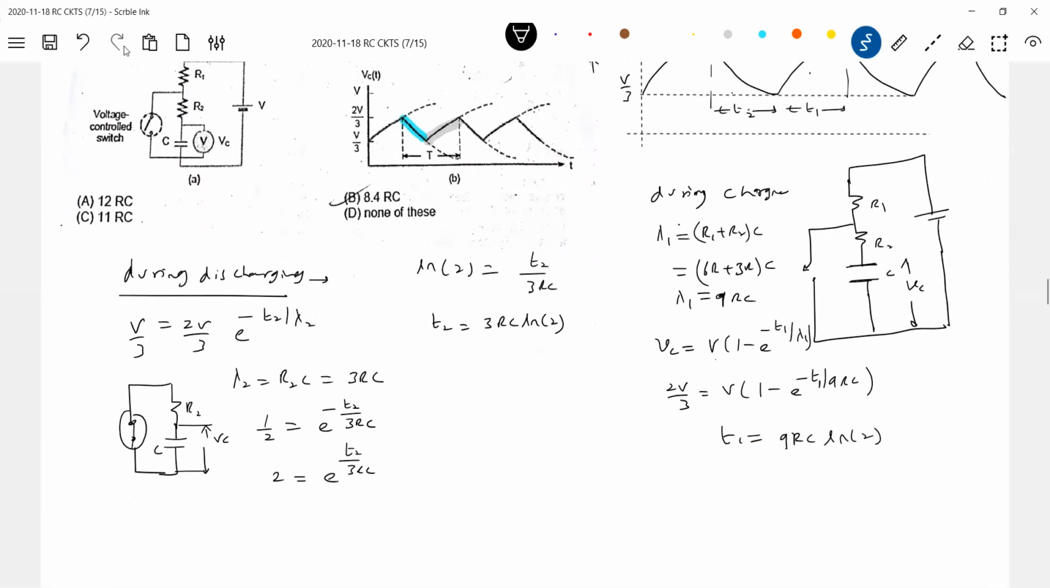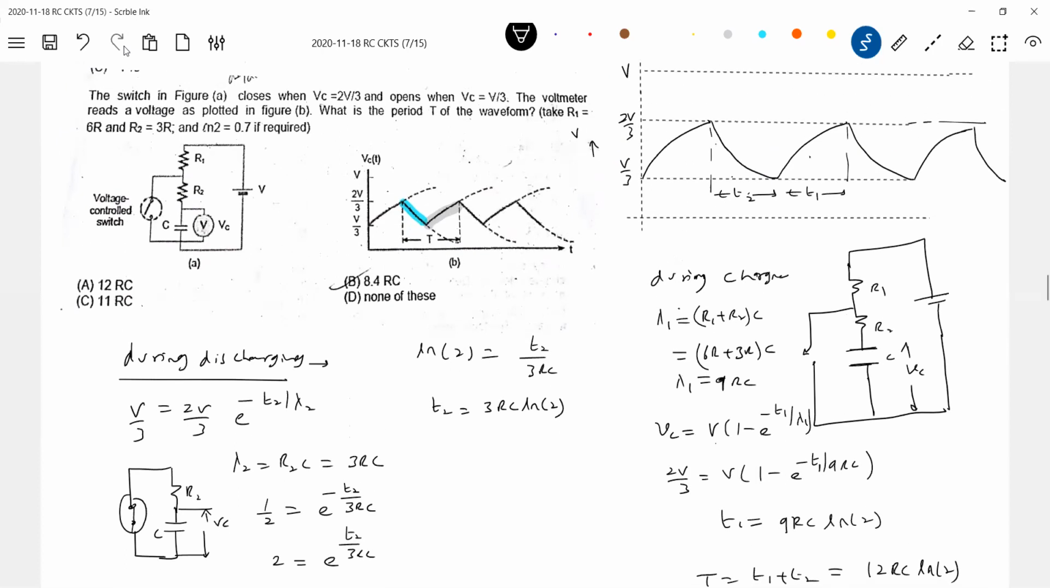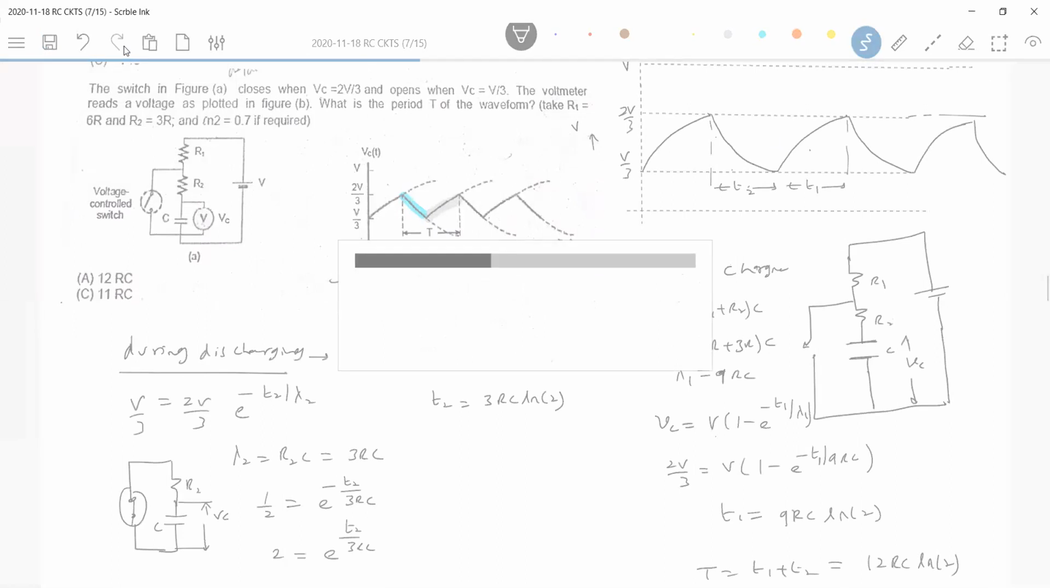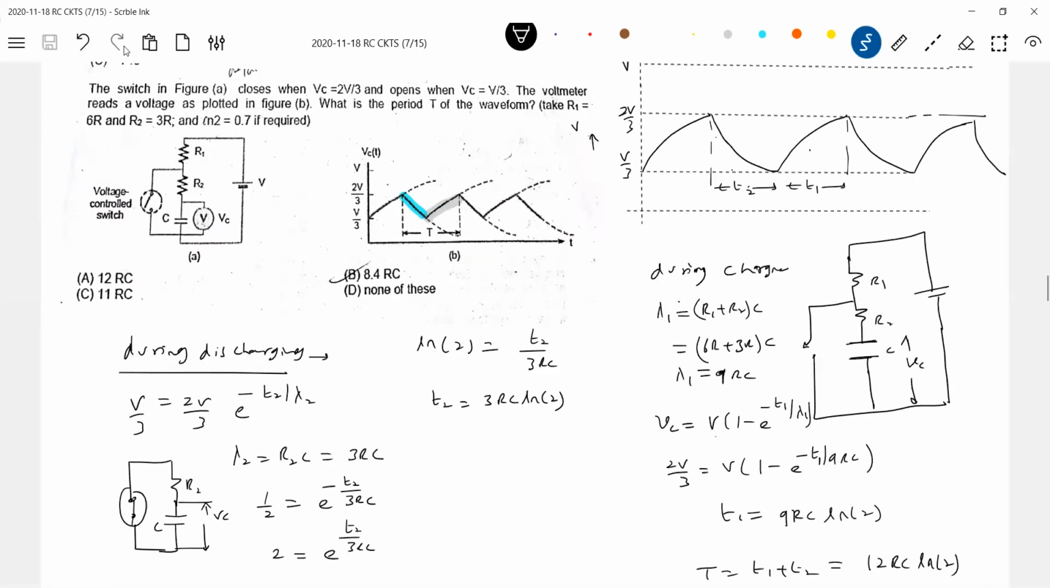Okay, total time will be T1 plus T2. So this will be 12 RC log 2. So substitute the log 2 value and work it out here. No need to fight with anything here. Some application problems can be expected. So you need not bother about that.